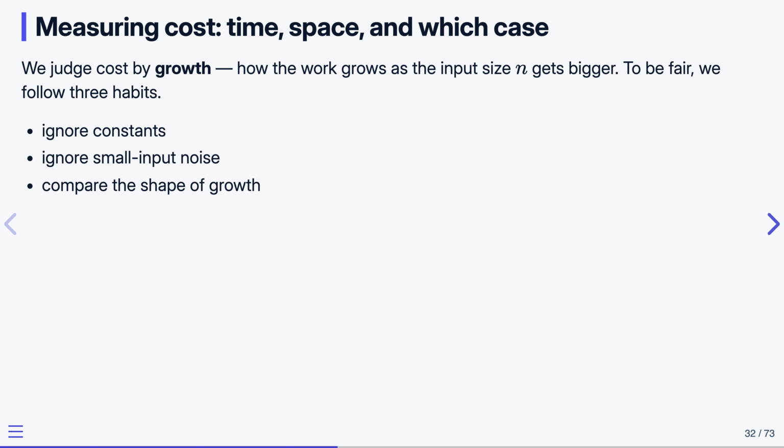We measure cost by growth. That means we watch how the work grows as the input gets bigger. The input size is called N. To do this fairly, we follow 3 simple habits.